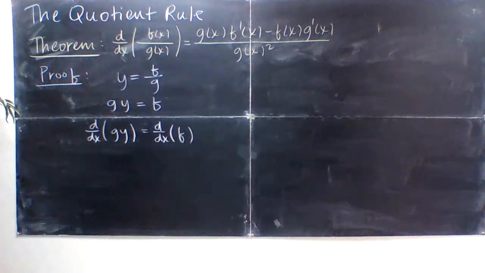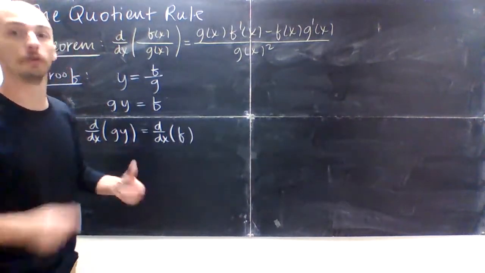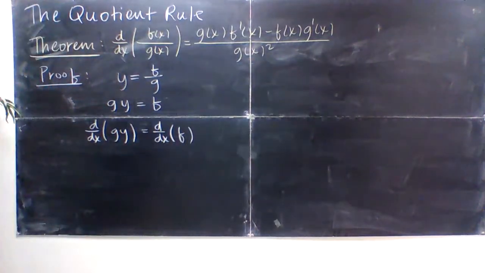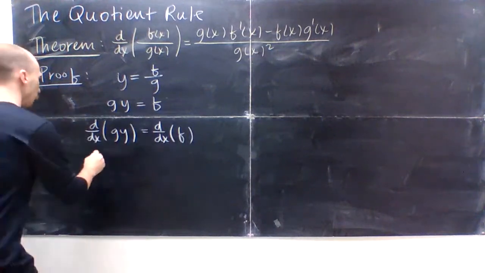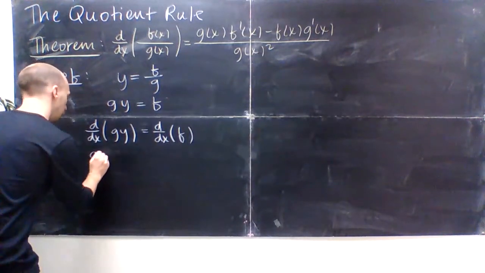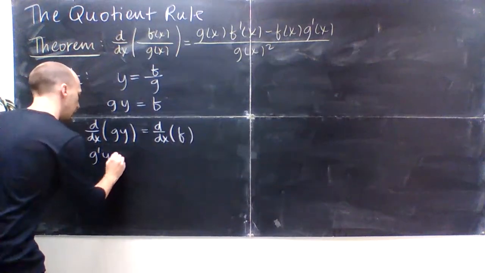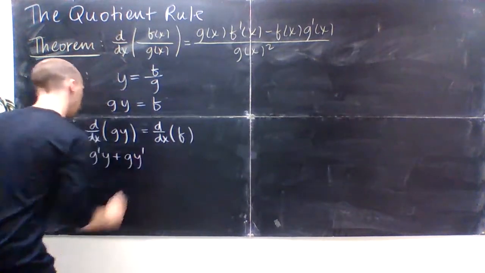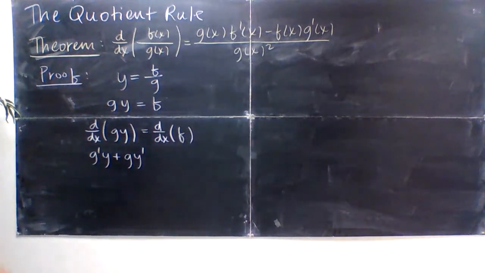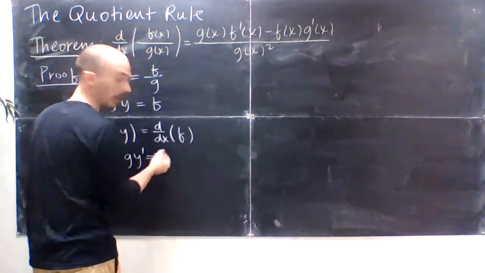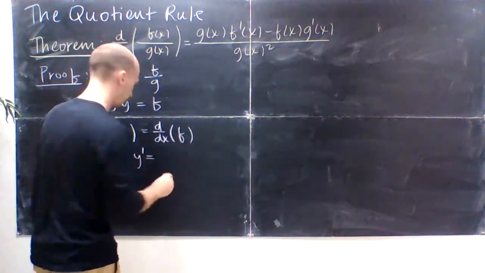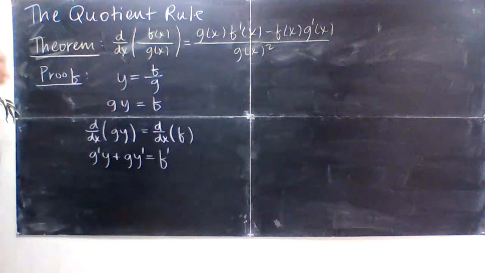Okay. And fortunately, I just proved the product rule for you, so you know that that's true. You know that I can take the derivative of this by calling it g prime y plus g y prime. Okay? And that's going to be equal to the derivative of f with respect to x, which is f prime. And then, it's pretty much all over from here. I just got to solve for y prime, right?